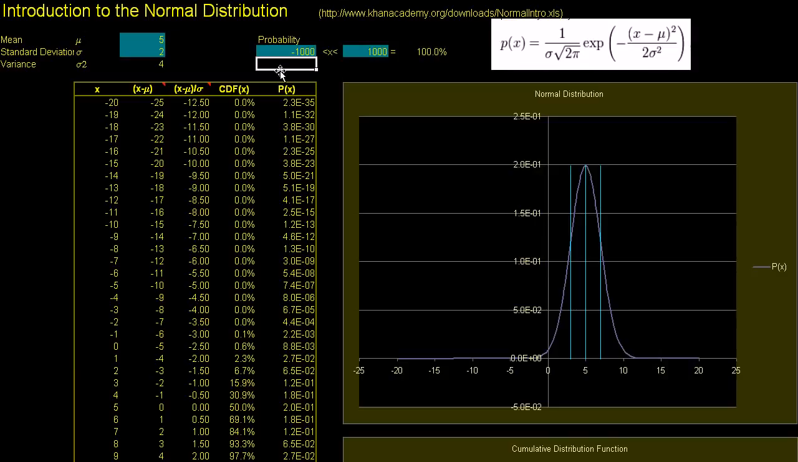And so to actually calculate this, I take the cumulative distribution function of this point, and I subtract from that the cumulative distribution function of that point. And that's where I got this 100% from.